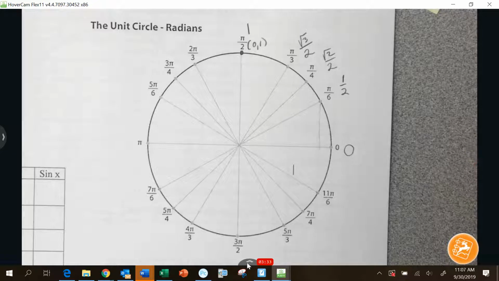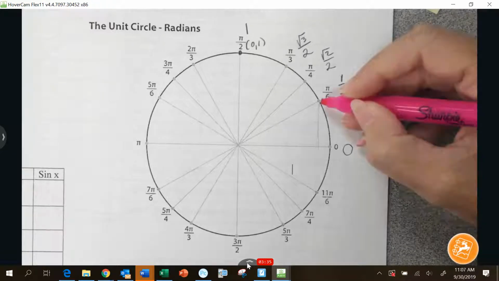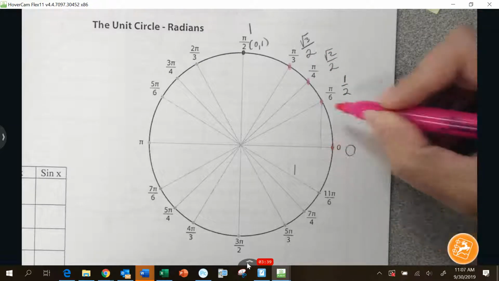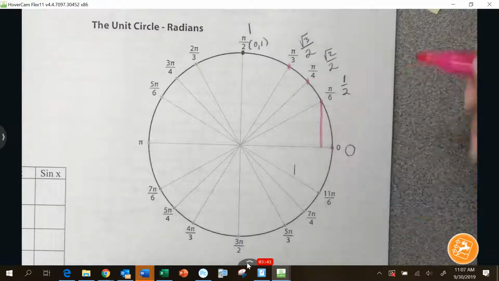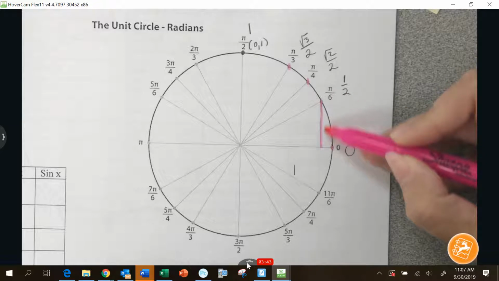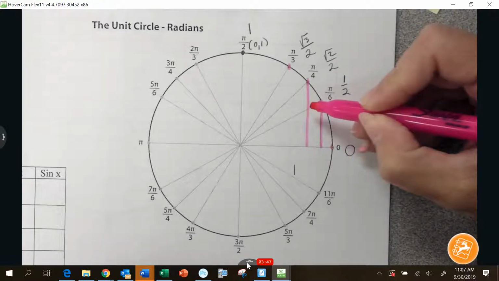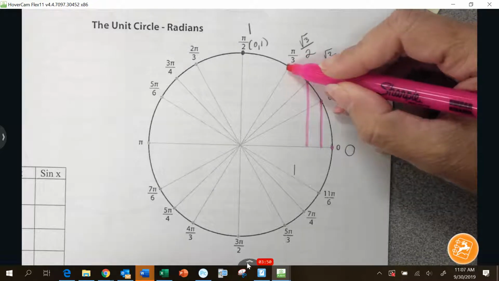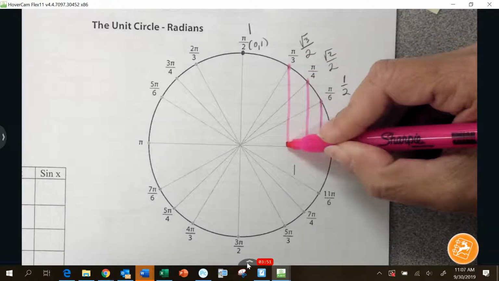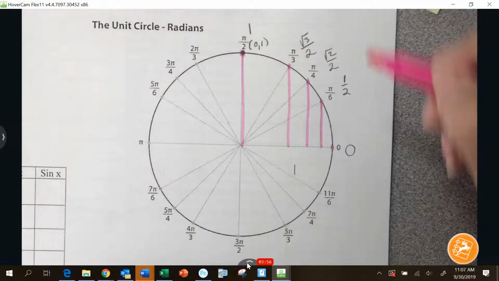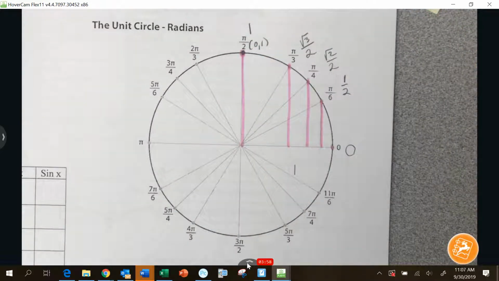Okay, what I'm going to do is color code what I'm looking at right now. I'm looking at the y value for each of these ordered pairs. So when we talk about y, we're talking about how high up it goes. So the sine at pi over 6 is 1/2. The sine at pi over 4 is radical 2 over 2. At pi over 3 is radical 3 over 2. And then when we get to pi over 2, the length of that is 1. That's the length of that pink line.